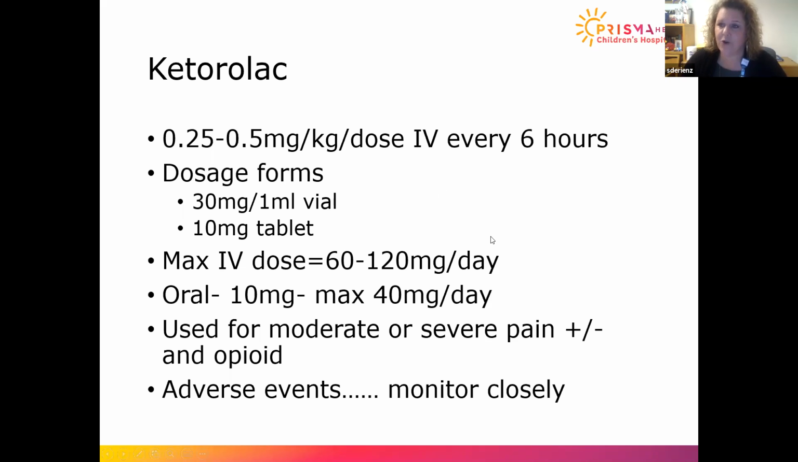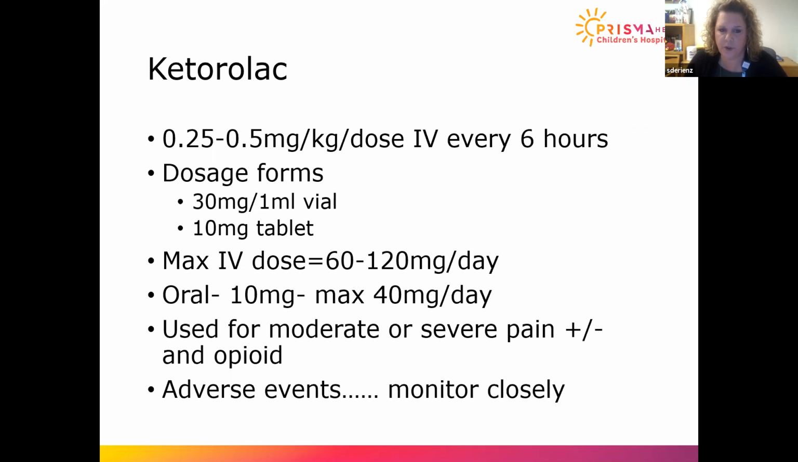So ketorolac. Ketorolac is a drug that we use very often here in the Children's Hospital, especially in our sickle cell population, but you also can see it in post-op patients and some of the procedural pain areas. In general, the dose is 0.25 to 0.5 mg per kg per dose, Q6 hours. The dosage forms that are available are a 30 milligram per 1 ml vial. There's also a 10 milligram tablet. We don't use the tablets very often, but they are available and can be utilized for pain management.